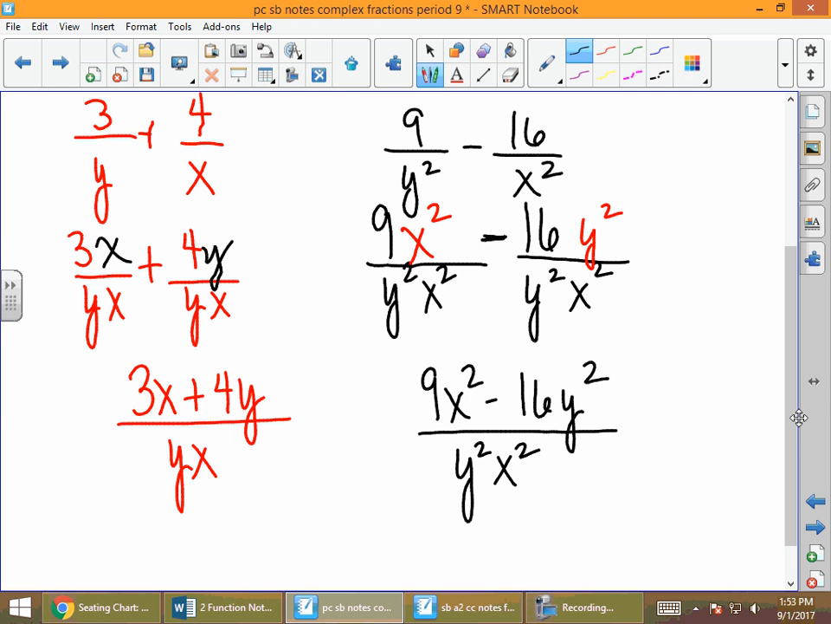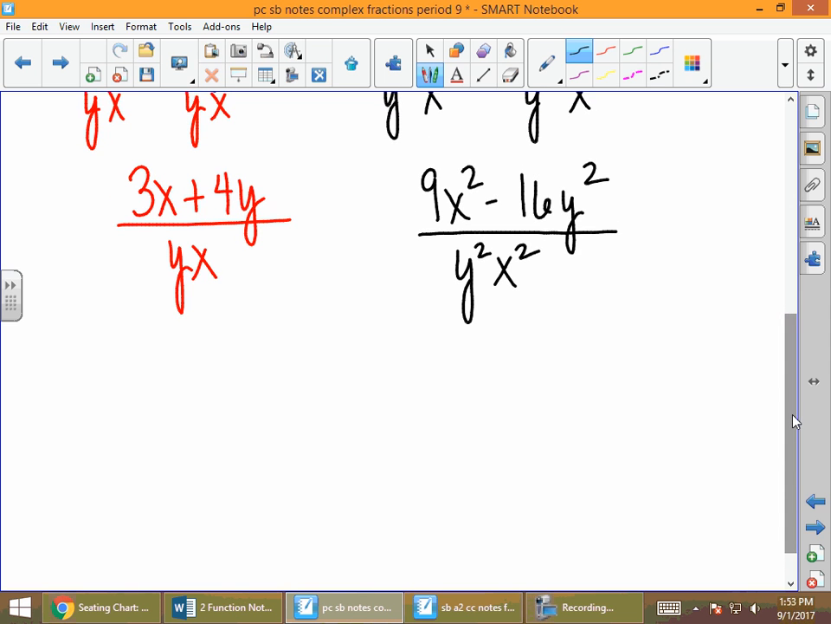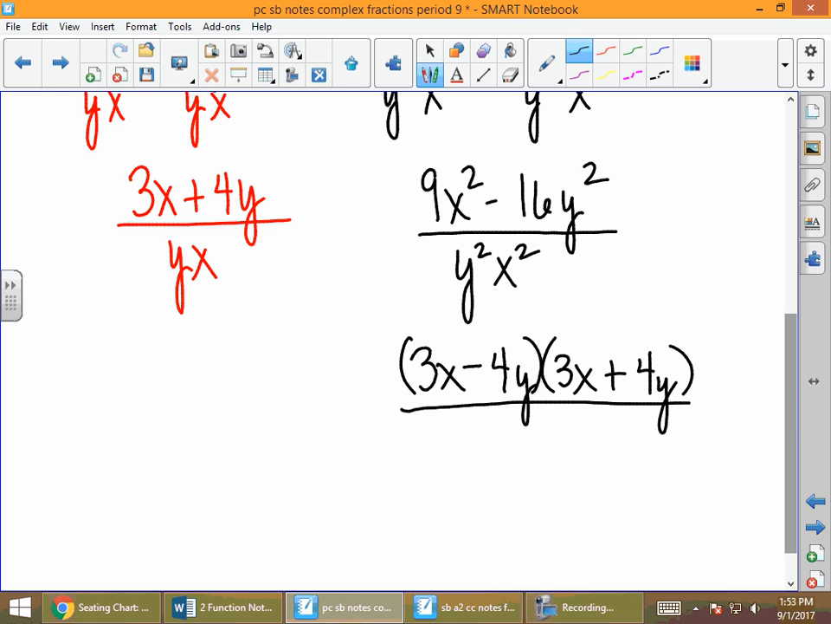But as we take a quick look at that, is there anything more that we can do with that fraction? What we can do is factor that numerator because it's the difference between two squares. So this is 3x. The square root of 9 is 3. The square root of x squared is x. Square root of 16 is 4. Square root of y squared is y. Difference between two squares, different signs. And we still have our y squared, x squared.